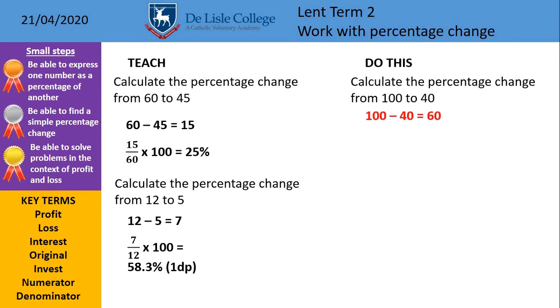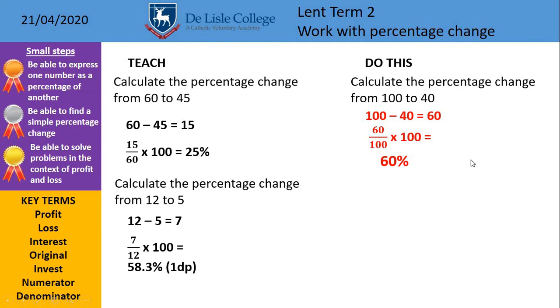So to start with, we would work out the difference between 100 and 40. So 100 subtract 40 gives me a difference of 60. I then write this as a percentage of the original amount. So as a fraction to start with, this would be 60 over 100. Multiply it by 100 to work out it's a 60% decrease. It's a decrease because we're going from a larger number, 100, to a smaller number of 40.